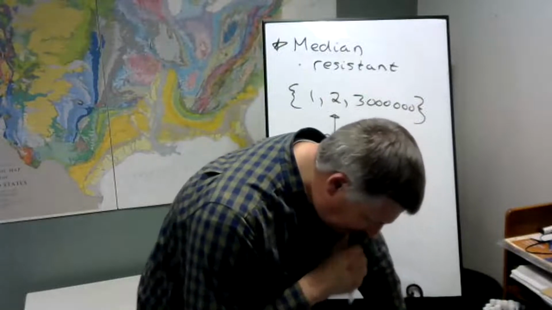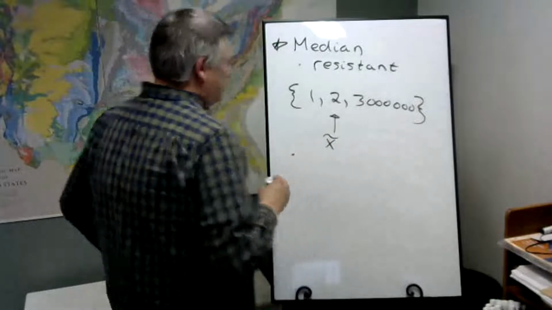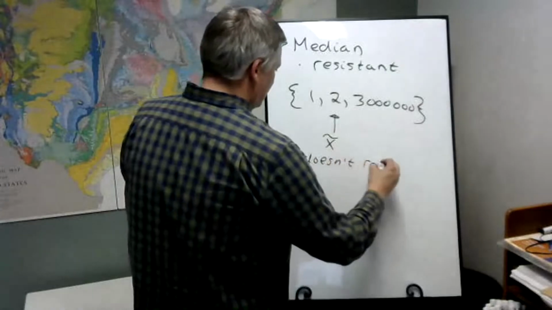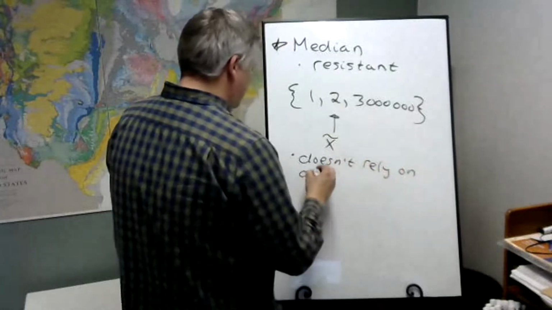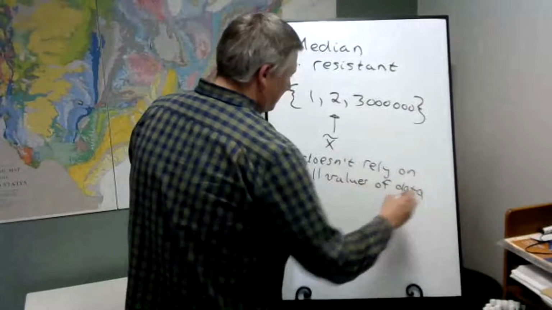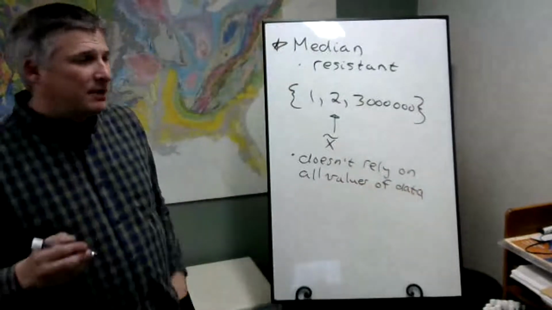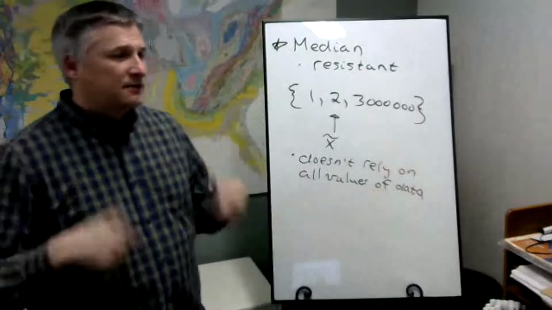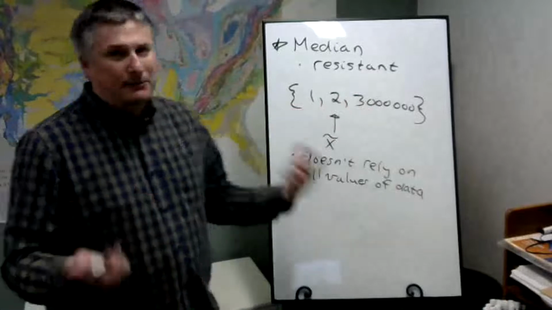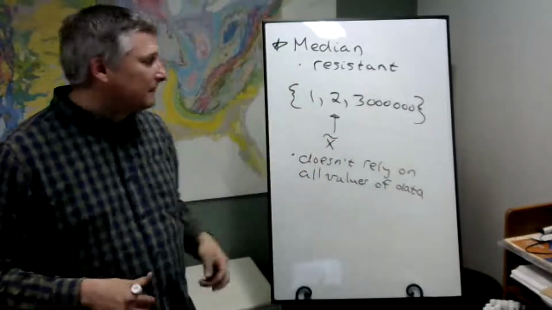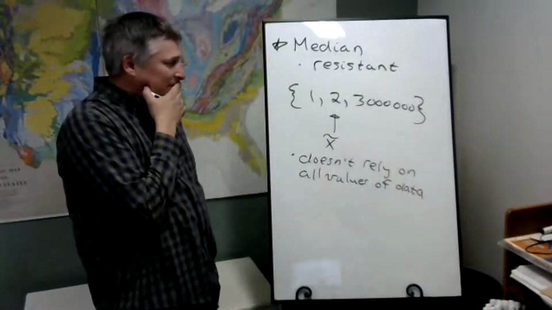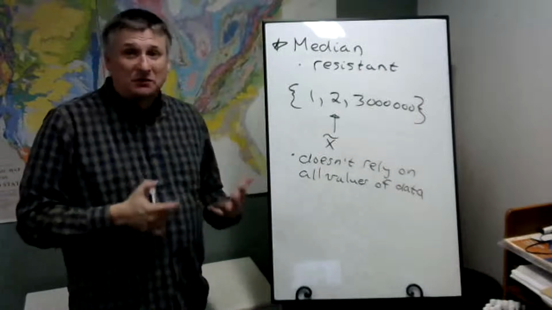The reason it is resistant is it doesn't rely on all values of data. This is unlike the mean. The mean, you had to add up all the values of data and then divide by the number of values. Here, we don't use this except for, well, locating the middle. So it doesn't rely on all the values of data. So there you go. That's why the median is resistant.